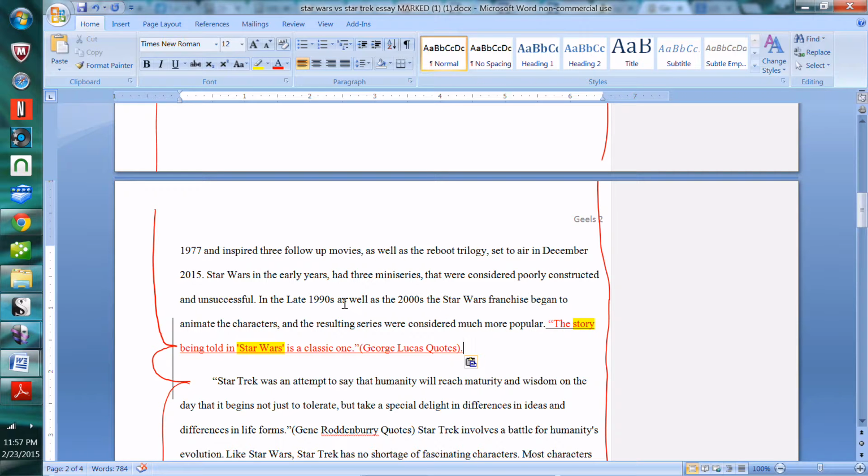So we might say, in the late 1800s as well, were considered much more popular. And I haven't done the research, so I may be writing something that's not true. So you've done the research, so even though I write something, it may or may not be true. You have to make it right by the research.